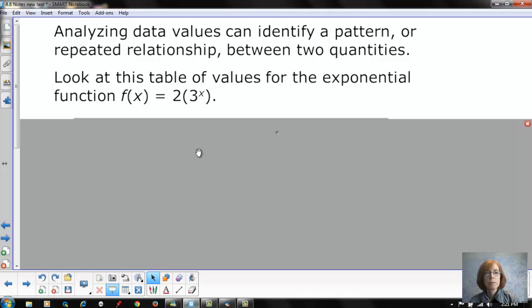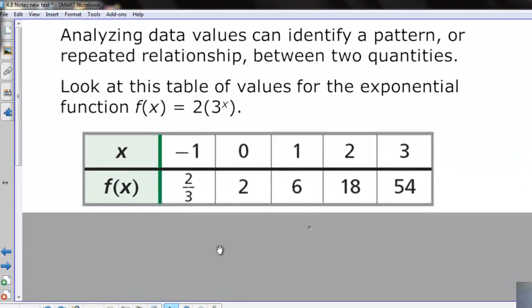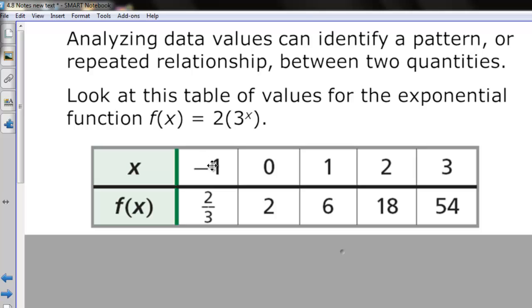Let's look at this table of values for the exponential function f of x equaling 2 times 3 to the x. Remember, 3 is the base here, and x is the exponent. That makes it an exponential function. So if we plotted a few points here, take x values of -1, 0, 1, 2, and 3, then the f of x values would be 2/3, 2, 6, 18, and 54.